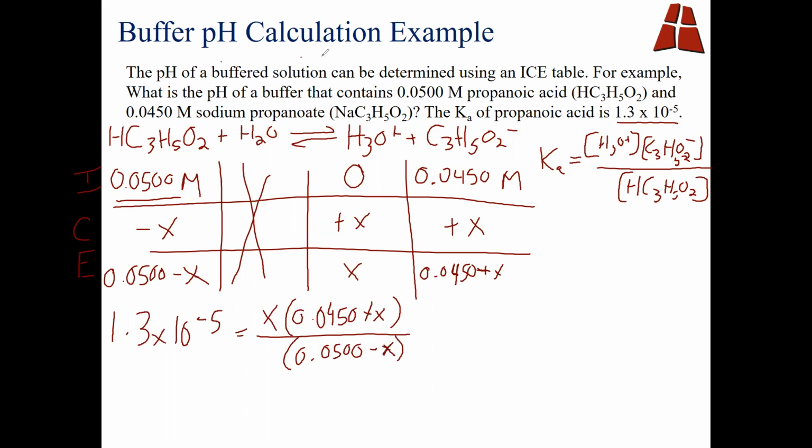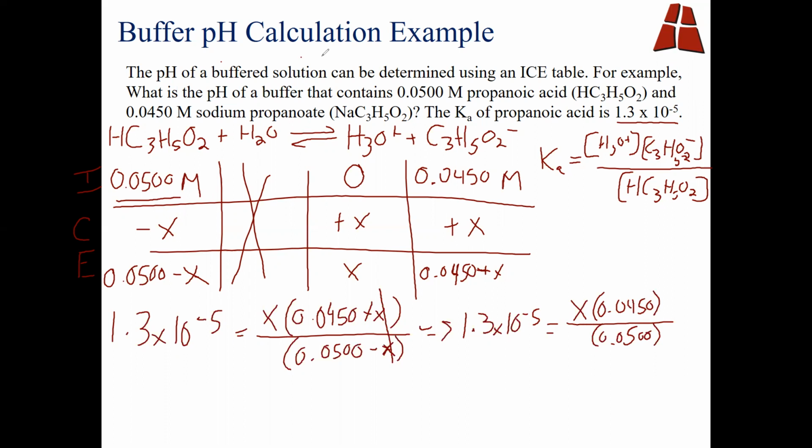Oftentimes in buffer solutions, we can make the x is small assumption. So I'm going to do that. I'm going to cross those out. Both the addition and the subtraction of x, we can assume x is small. And so that reduces our equation to 1.3 times 10 to the minus 5 equal to x times 0.0450 over 0.0500. Okay, so pretty simple equation to solve.